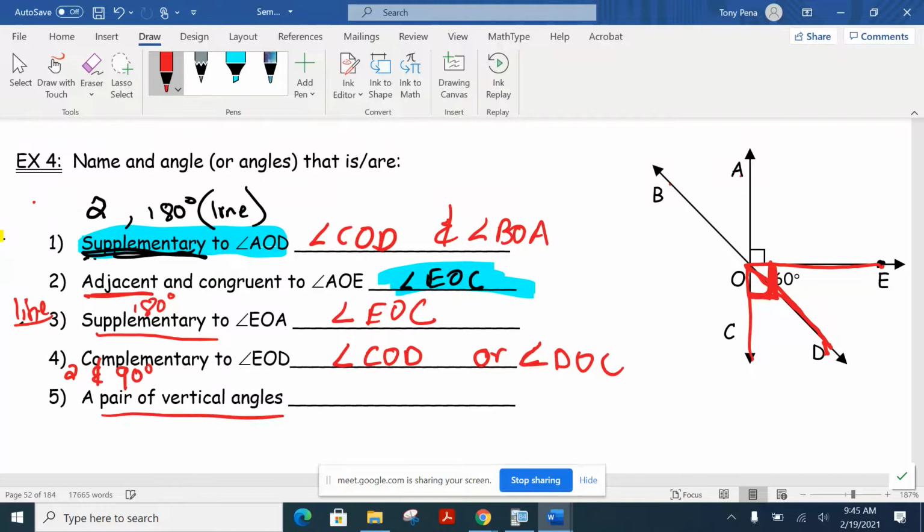All right. Give me a pair of vertical angles. So we touched on this yesterday. As a hint, well, there's one obvious one, and then one tricky one. All right. I think we got that. What do you think, Cam?